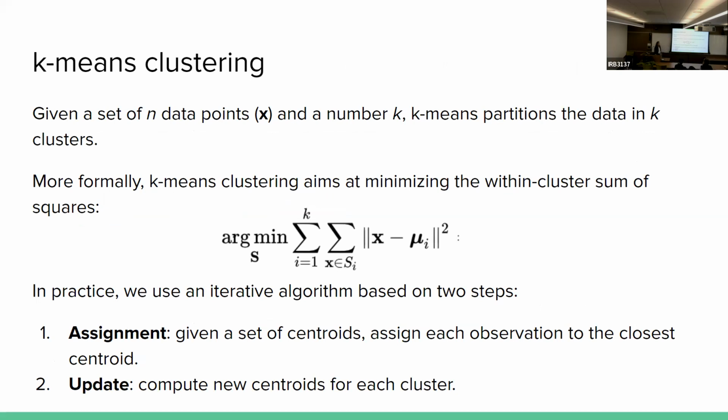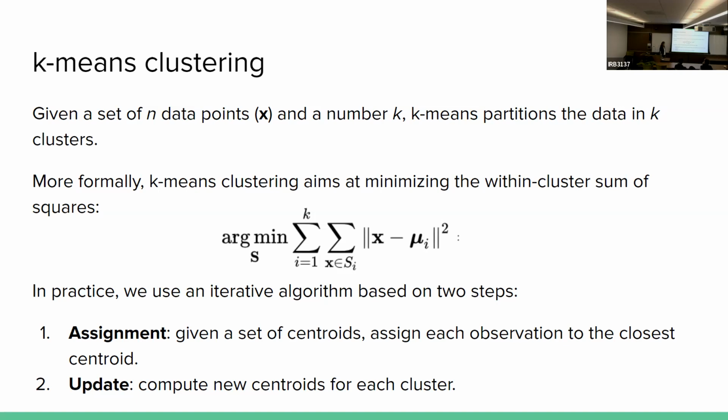Formally, k-means tries to minimize this within cluster sum of squares criterion, where again, X is our data matrix, mu i is the centroid profile for the i-th group or cluster, and we're trying to estimate those centroids. In practice, the way that most people estimate this in standard programming languages is based on something called Lloyd's algorithm.